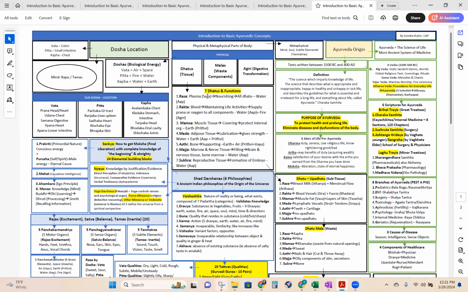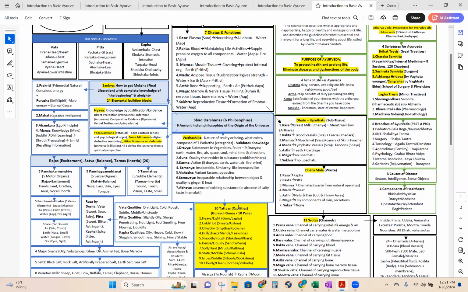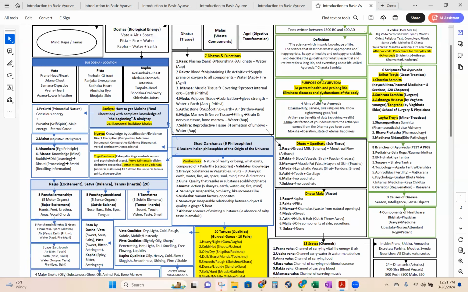And if you don't know what sara means, you can quickly glance down to the 20 tattvas and their qualities, and you can see the 10 pairs, or the gurvadi gunas. Right here it says sara, and it is liquidy. So sara, liquidy: the rasa, or the plasma, is nourishing all the dhatus, and it is made of water, Ap.